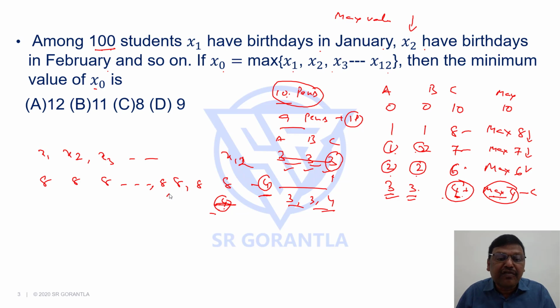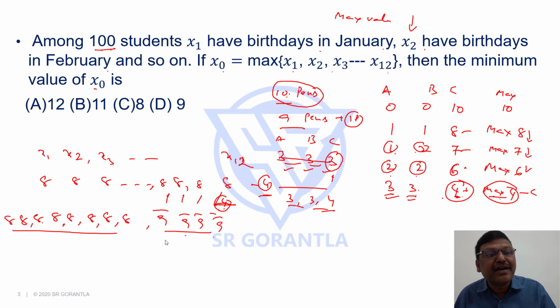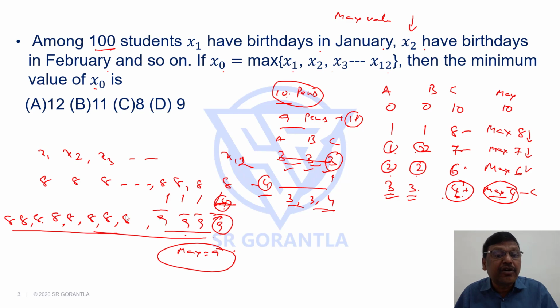If I distribute these 4 equally to 4 months, 4 months will have 9 each. The remaining 8 months of the year will have 8 each. These 8 months will have 8 8s are 64, 9 4s are 36, 100. So what is the maximum value? The lowest maximum in this example is how much now? 9. So this maximum 9 is at its lowest because you distributed as close as possible.